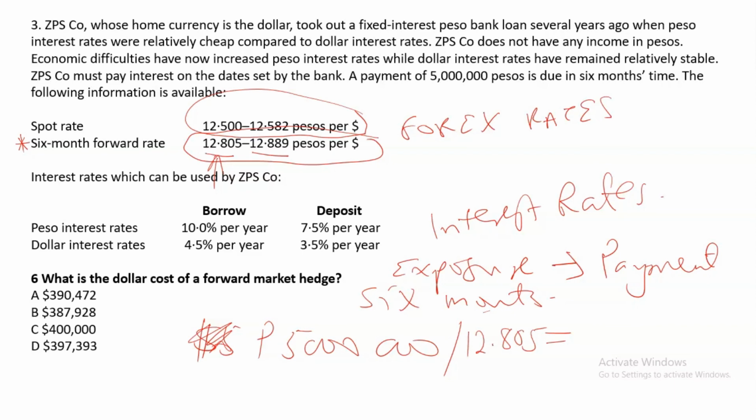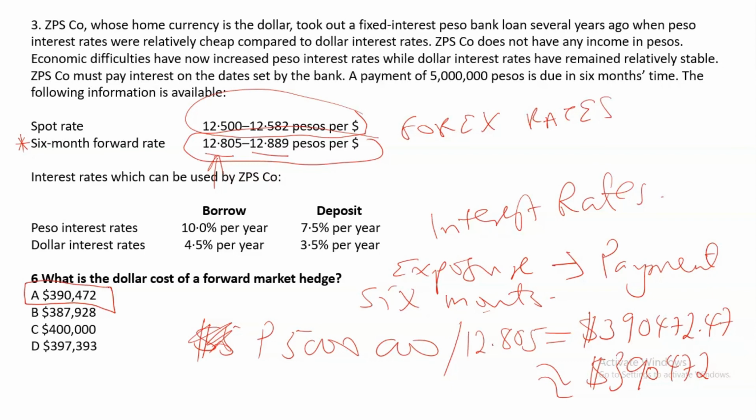So we say 5 million divided by 12.805, and we will have to pay 390,072.47, which is equal to 390,472 to the nearest whole number. So that's A. The answer is A there.